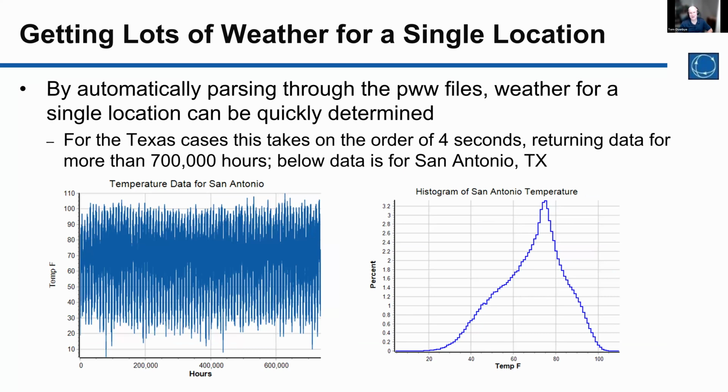Here's a slide where I went in, and it's very simple to parse through all the data at a single location, particularly if you have smaller PWW files. So just for fun, I grabbed all the temperature data in San Antonio. And there's a graph. It's got 700,000 data points on it. Of course, you can't see most of them because that's much higher than the resolution of the graph. But then I created a histogram of the San Antonio temperatures. I was interested in looking at how cold it gets here in Texas, because we had just had that cold snap. So I thought, I wonder if it's going to get below 20 again, which hopefully it won't.